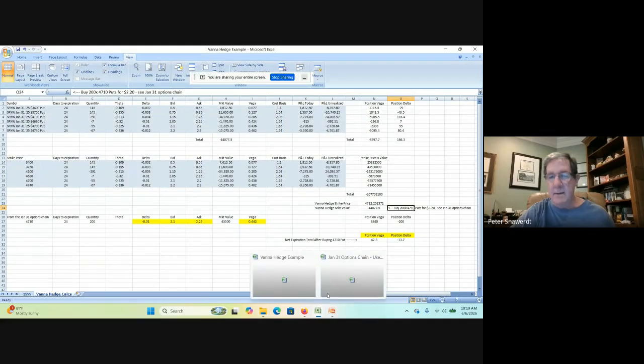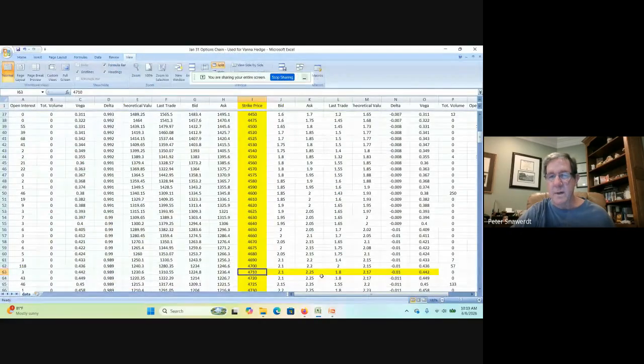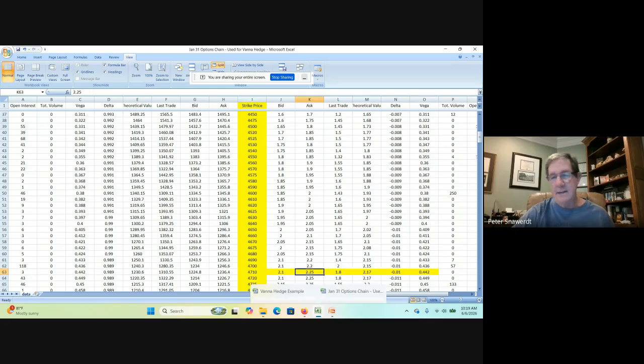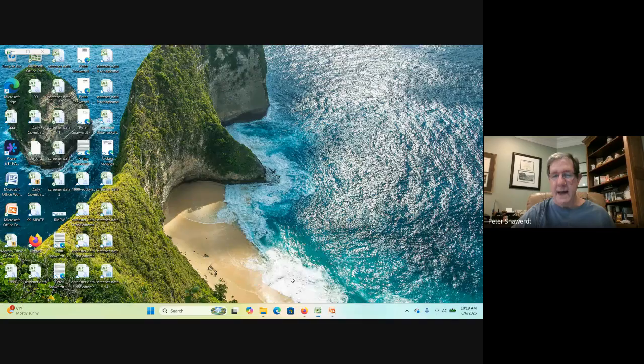See the January options expiration. 220. I'm assuming that we can buy 200 options at 220, which doesn't quite split the bid and the ask, but it's closer to the ask. I can usually get that 5 cents, so we're going to assume that.